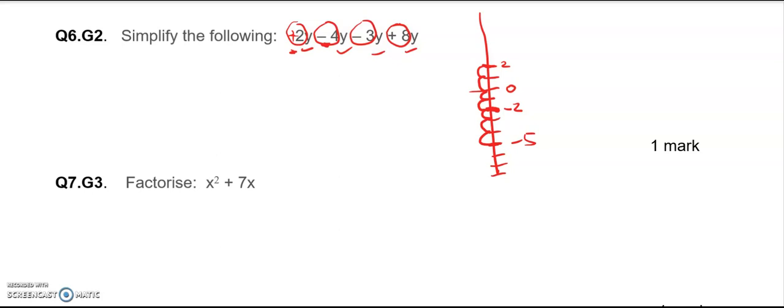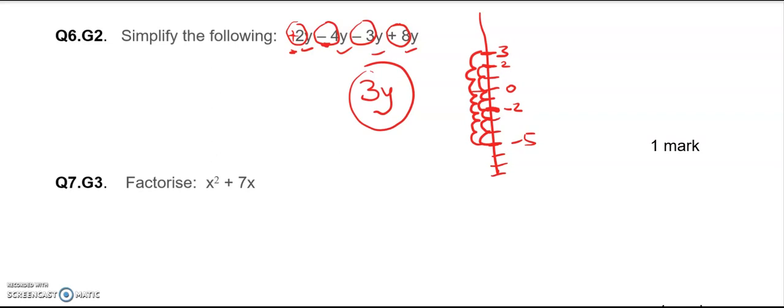Then we're going to go 8 steps up. So we go 1, 2, 3, 4, 5, 6, 7, 8. So there is 3. Now we can put y next to it. And that is the answer.